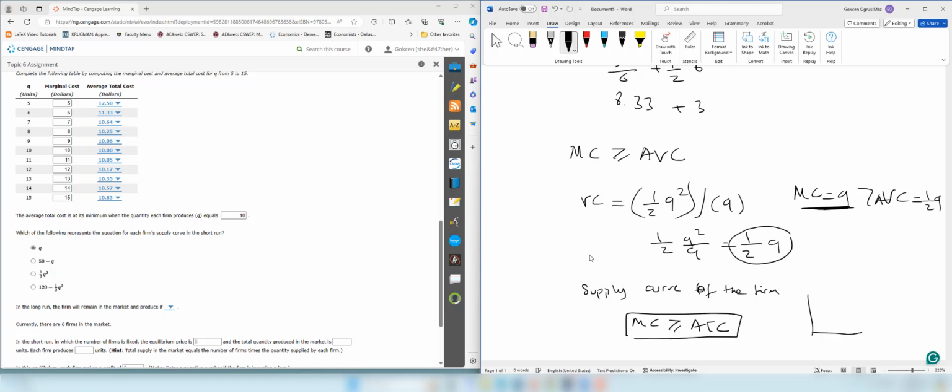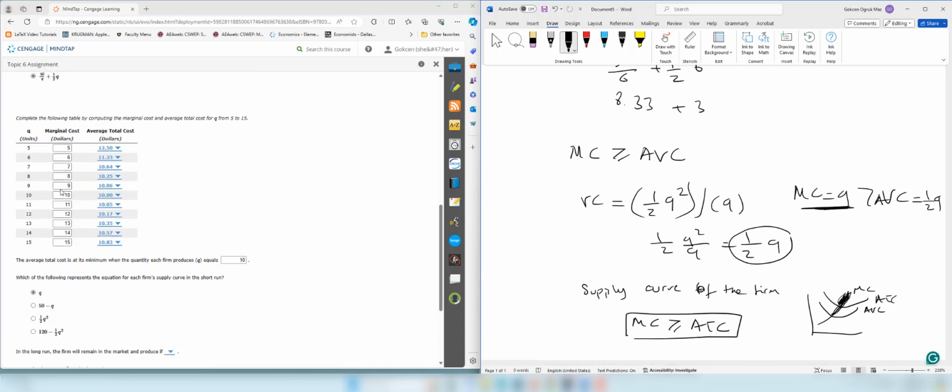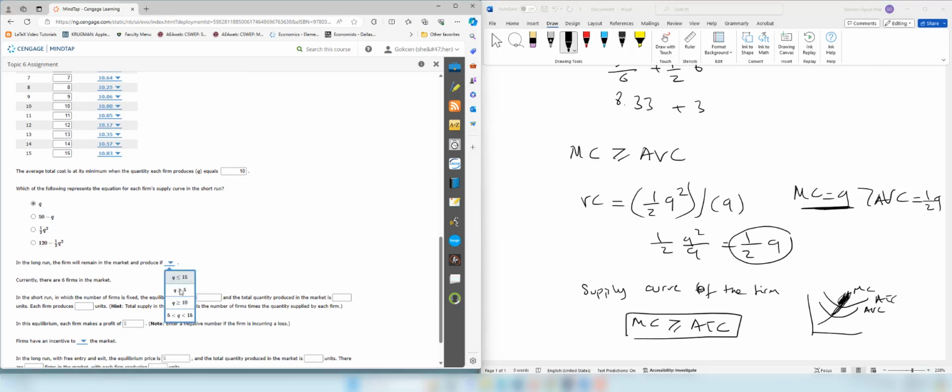Because if you remember, this is the marginal cost curve, this is average variable cost, and this is ATC. In the short run this part is the supply, and in the long run this part represents the supply curve. So when we look here, the marginal cost curve is greater than or equal to the average total cost curve where the quantities are greater than or equal to 10. Therefore, the right answer is Q greater than or equal to 10.